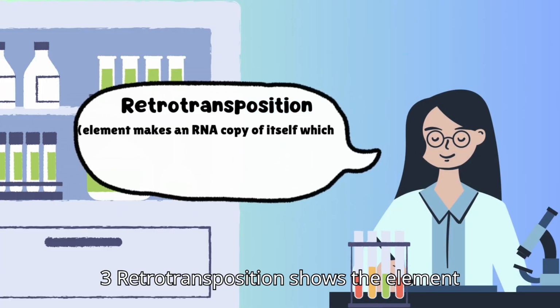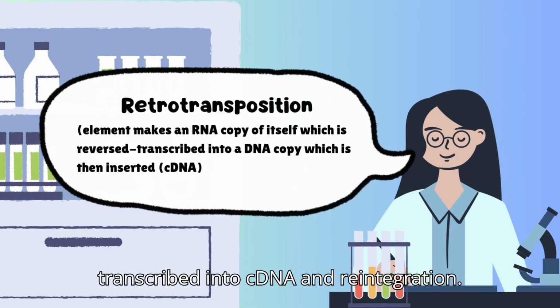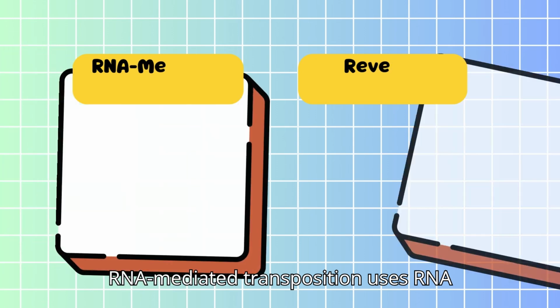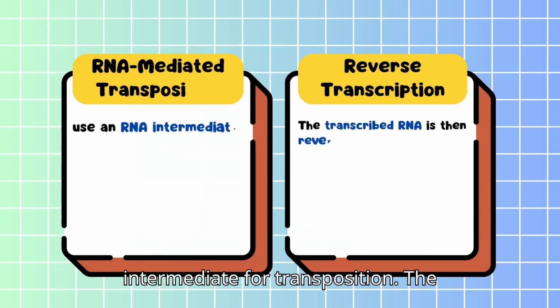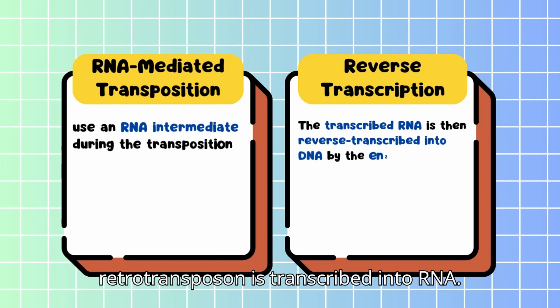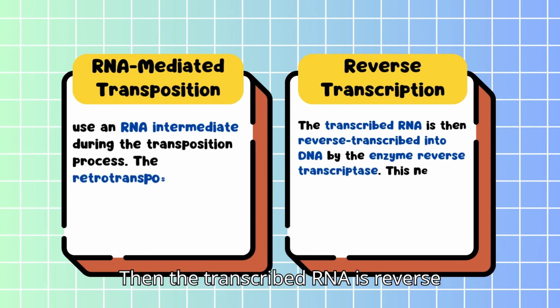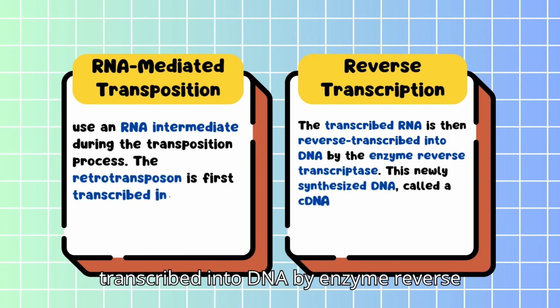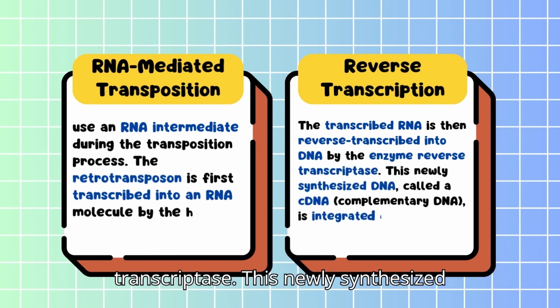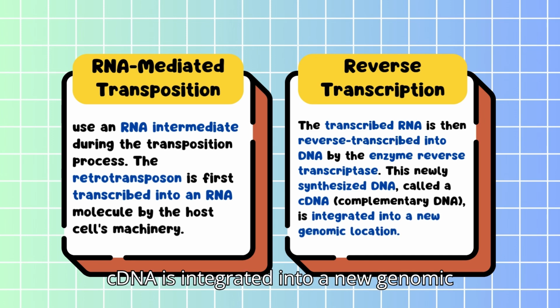3. Retrotransposition shows the element makes an RNA copy, which is reverse transcribed into cDNA and reintegrated. RNA-mediated transposition uses an RNA intermediate for transposition. The retrotransposon is transcribed into RNA. Then the transcribed RNA is reverse transcribed into DNA by the enzyme reverse transcriptase. This newly synthesized cDNA is integrated into a new genomic location.